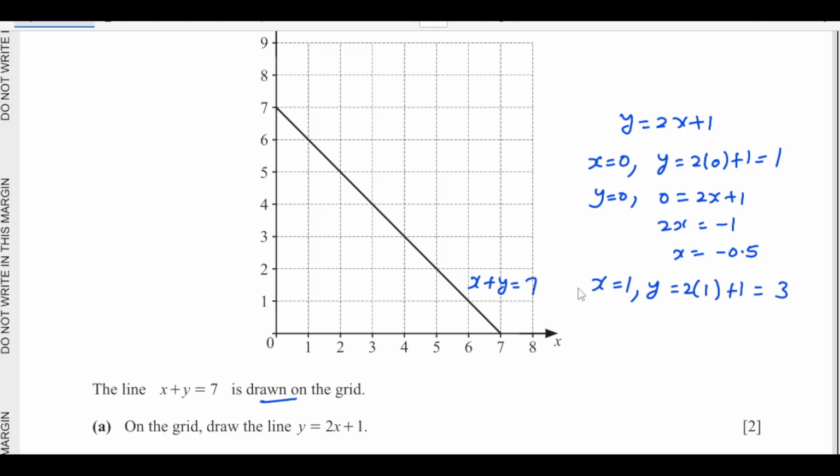Okay. So, now we will plot this. When x is 0, y is 1. And then when y is 0, x is negative 0.5, it is going to go on the left hand side. So, I am leaving that. So, when x is 1, y is 3 here, right. So, then you just join a line with your ruler like this. Okay. So, now we have drawn the graph of y equals 2x plus 1, right.